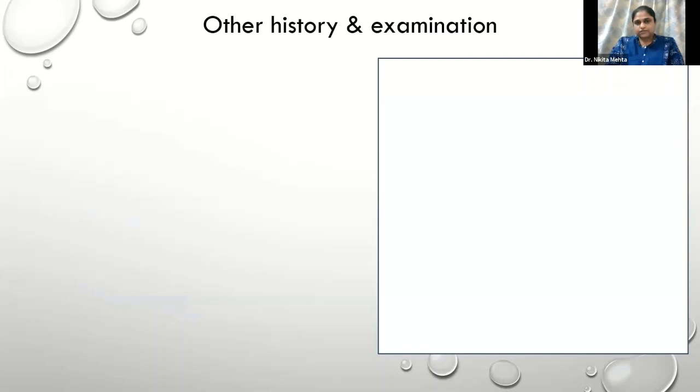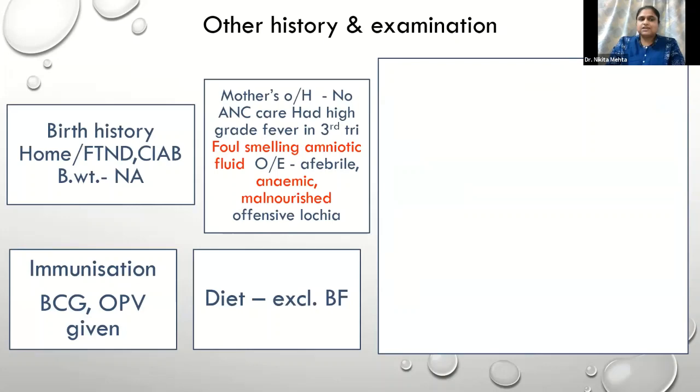Significant birth history is that it is a home delivered baby, and hence birth weight is not available. The mother's obstetric history in this case becomes very important because we need to understand why the baby has this clinical presentation. There was no ANC care done. The mother had high grade fever in the third trimester. There was foul smelling amniotic fluid at the time of delivery. So for this, we examined the mother. On examination, she was afebrile but was anemic and malnourished and had severe offensive leukorrhea.